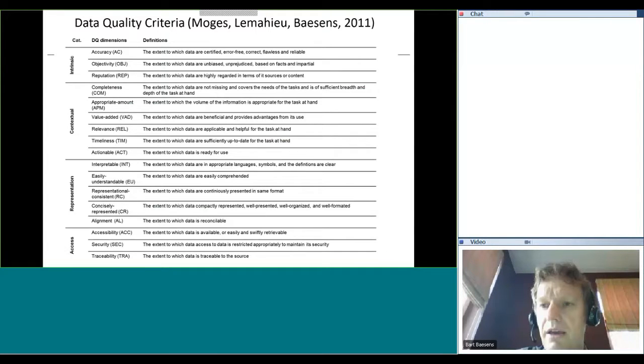Here you can see some other data quality criteria, and I'm not going to go through them extensively, but it was based upon PhD research of my PhD student, Helen Moges, who looked at intrinsic data quality criteria such as accuracy, objectivity, reputation, contextual data quality criteria, representation data quality criteria, and access-based data quality criteria.